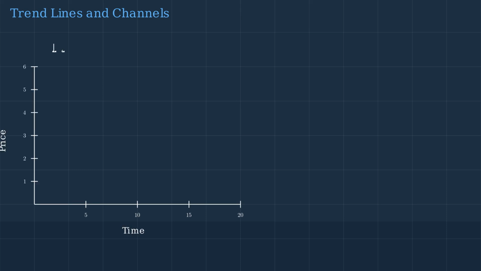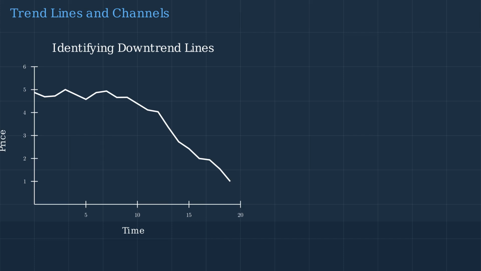Now let's examine how to identify a downtrend line. In a downtrend, we connect significant high points in the price movement. For a downtrend line, we need to identify at least two significant highs. These serve as resistance points for the trend.